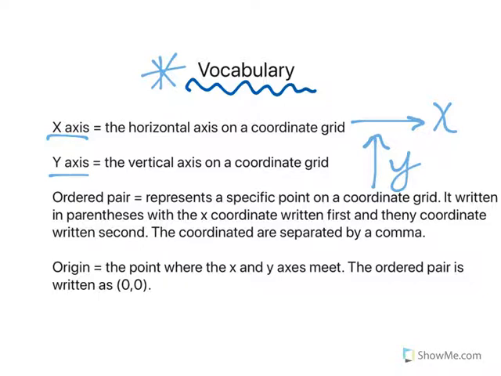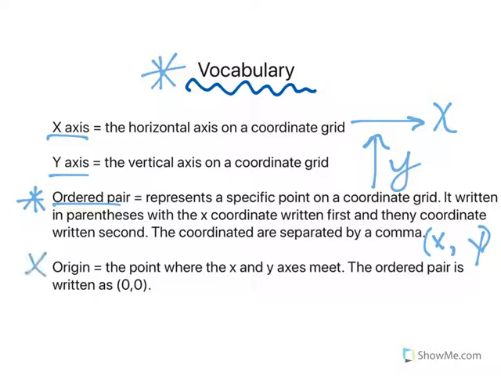The next vocabulary word is what's called an ordered pair. An ordered pair represents a specific point on the coordinate grid. It's written in parentheses with the x-coordinate written first, and then the y-coordinate is written second. And those two numbers are separated by a comma. Okay? This will make more sense as we go on with the examples and we actually get to start writing them, okay?